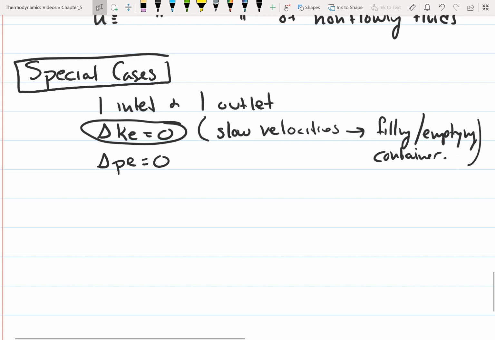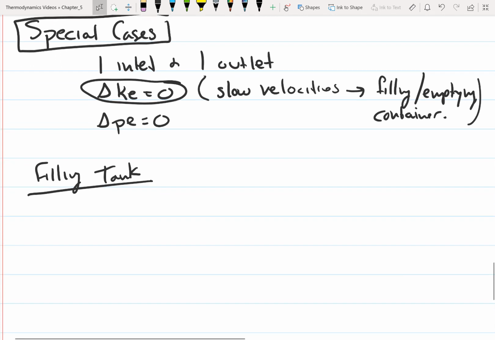So if we look at one inlet, one outlet, let's consider filling a tank first. So we're filling a tank and we're assuming, basically if we're filling a tank, we don't have an exit stream, we only have an inlet stream. So we have one inlet stream. And this makes sense because if we're filling a tank, we don't want fluid flowing out. So there's one inlet stream.